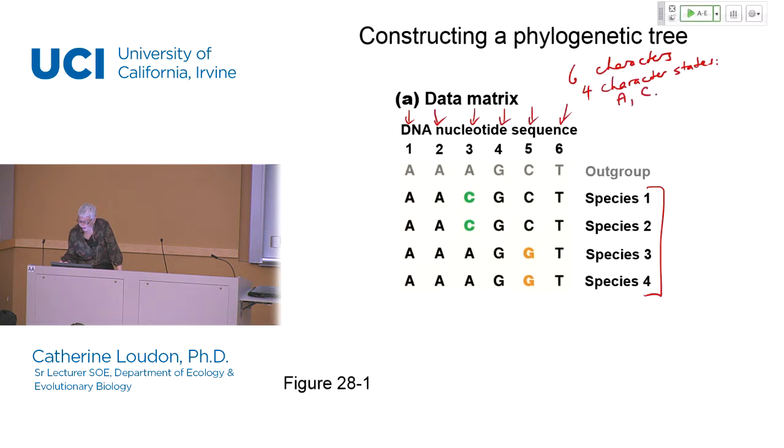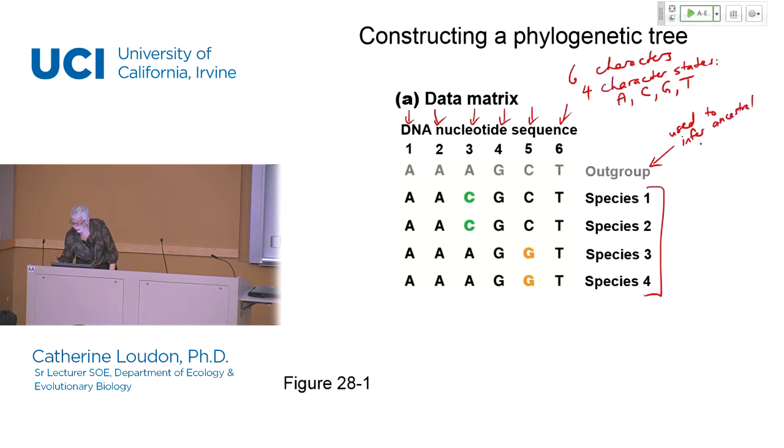The possibilities are A, C, G, and T for these 4 species. We do see something new in this particular example, which is an outgroup. This is a closely related taxon that's not one of the ones that one is particularly interested in making a phylogenetic tree for. And this is helpful in order to evaluate what the ancestral conditions are. So the character state in the same characters for the outgroup is what is used to infer the ancestral condition.